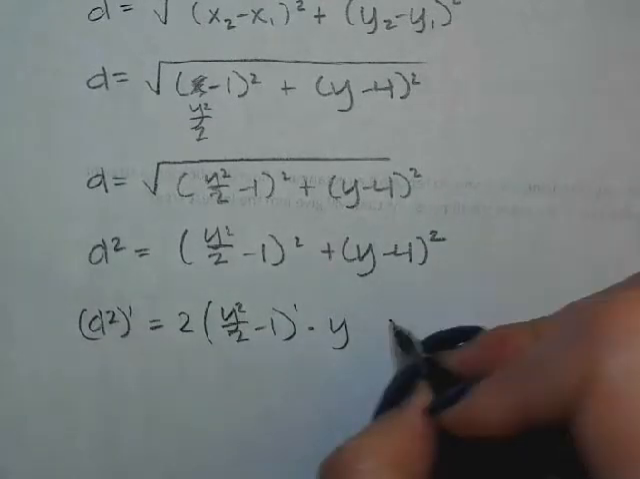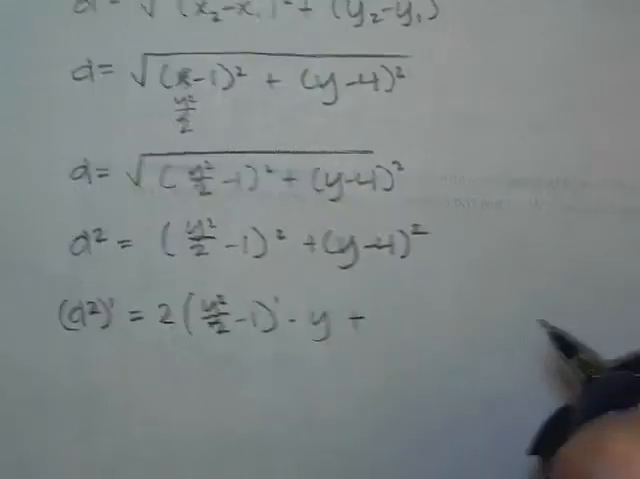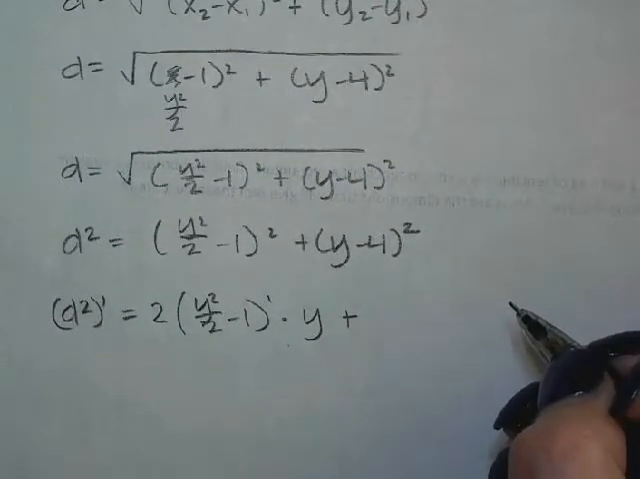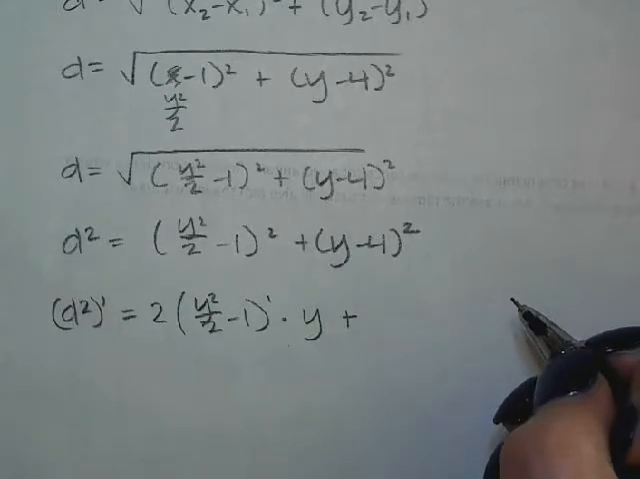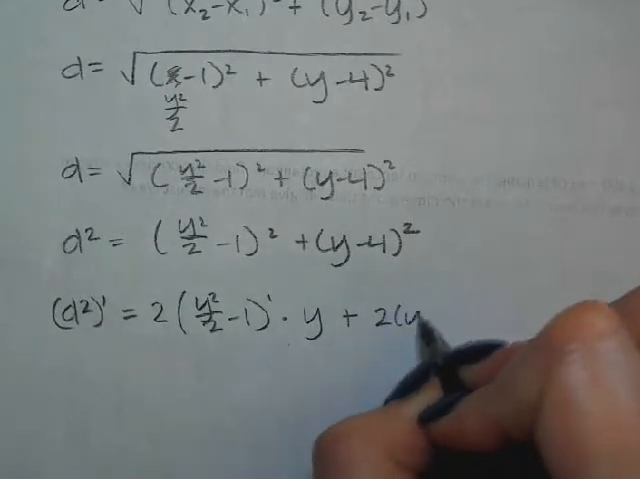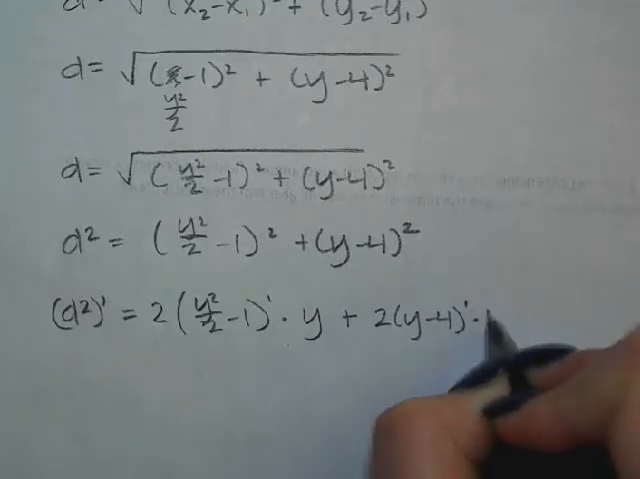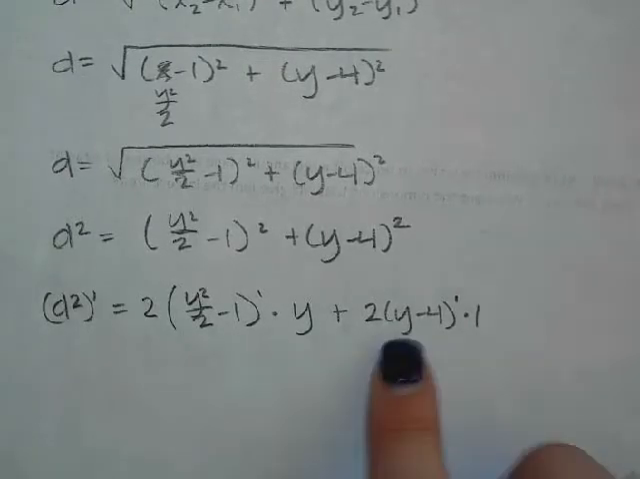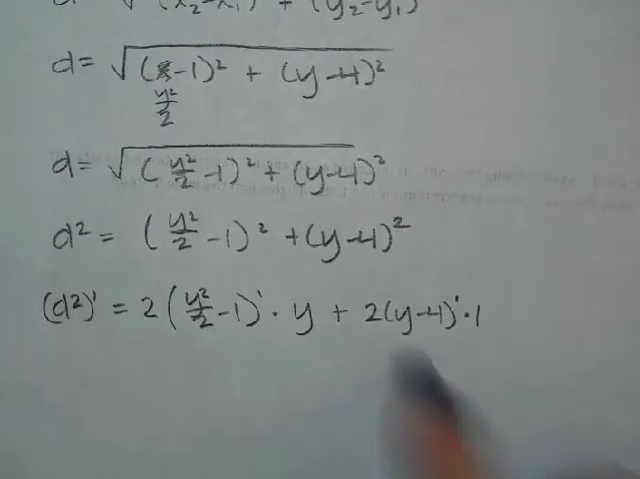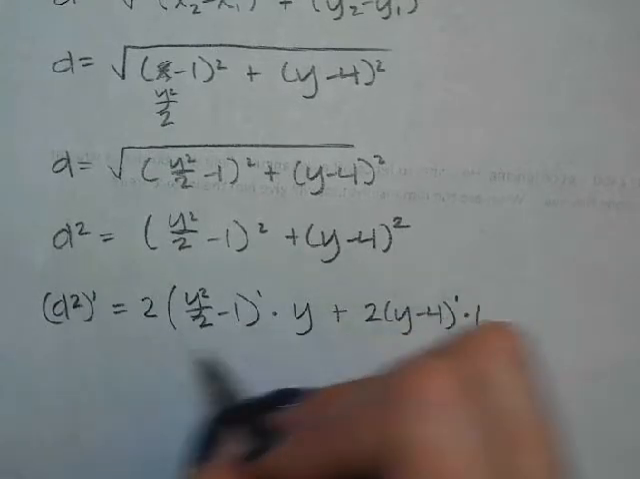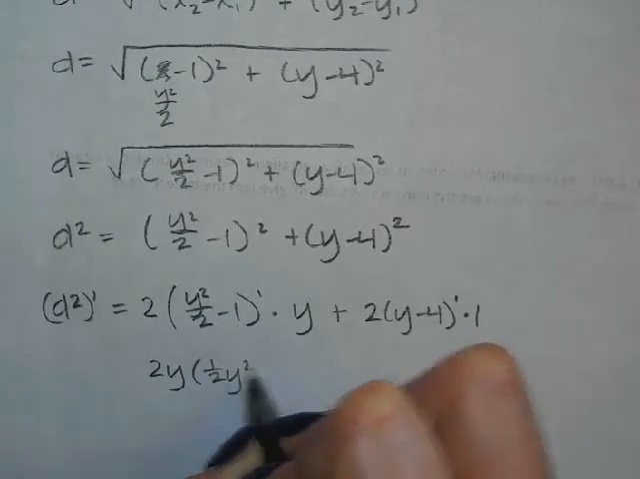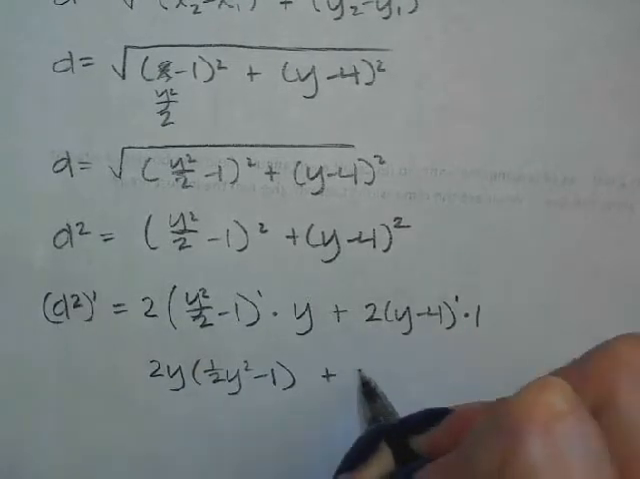Okay, plus, just make the whole thing over 2. Plus 2y minus 4 to the 1 power times 1. You don't have to write that if you don't want to. That's so much less. Derivative of y is 1. All right, so we have the 2y being multiplied by 1/2 y squared minus 1. I'm going to go ahead and fix that because it makes my brain happier.